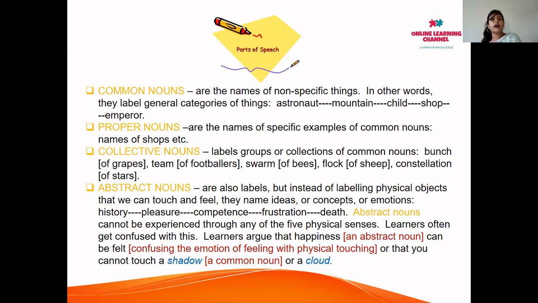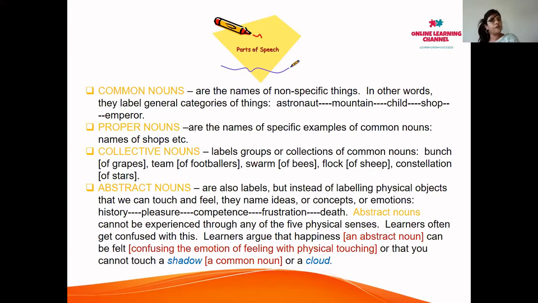Abstract nouns are also labels, but instead of labeling physical objects that we can touch and feel, they name ideas or concepts or emotions. Example, history, pleasure, competence, frustration, death. Abstract nouns cannot be experienced through any of the 5 physical senses.